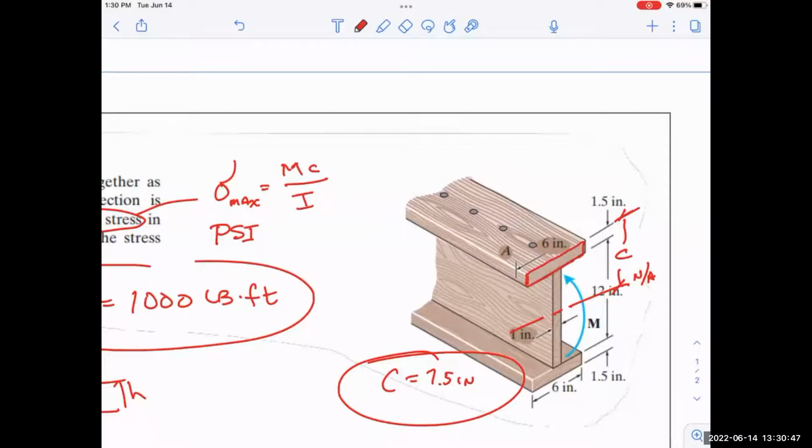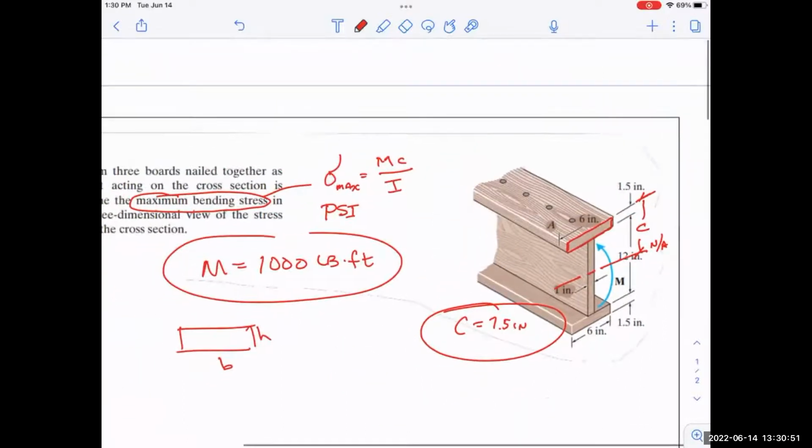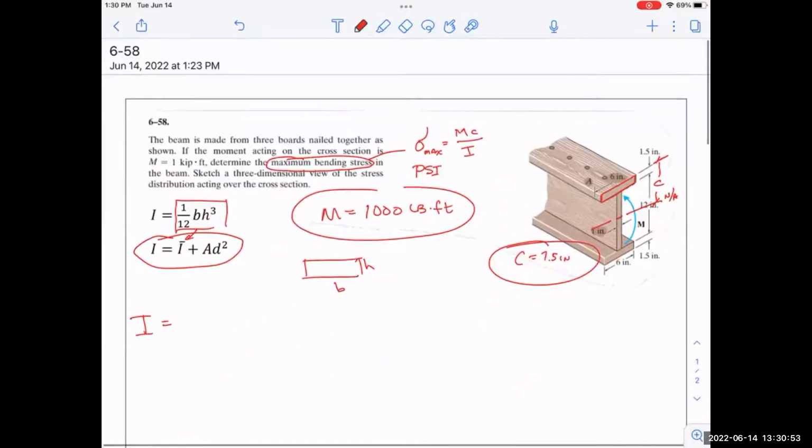So that's not a good way to lay this in terms of its I value, but notice its width is 6 inches. So it's 1/12 times 6 inches wide times 1.5 inches tall. The only thing that's missing is that's cubed, right? So that's the I value for that top number right there. Well, at least this portion of it.